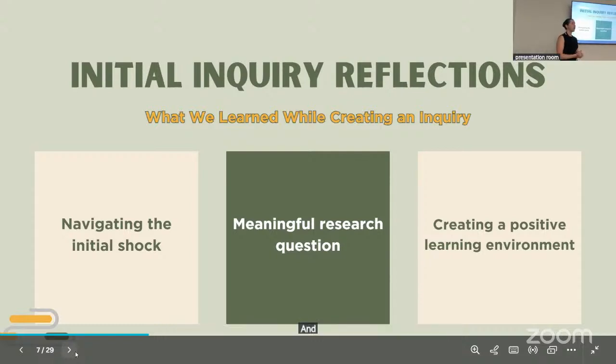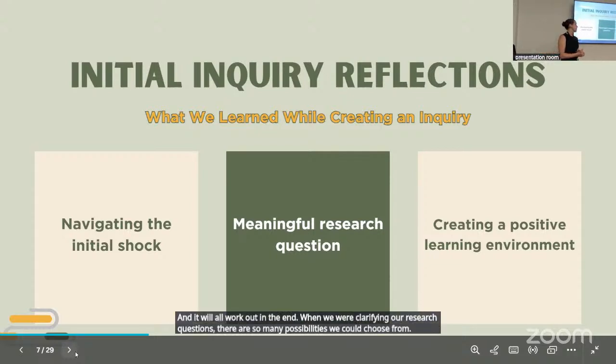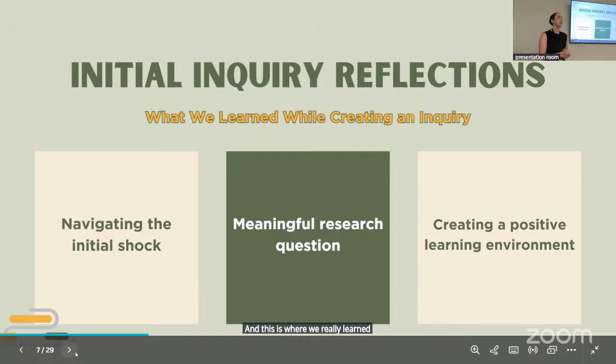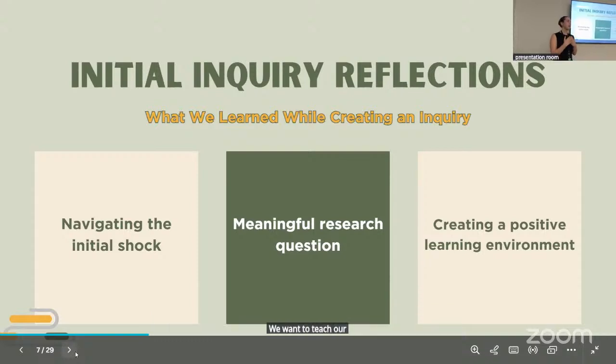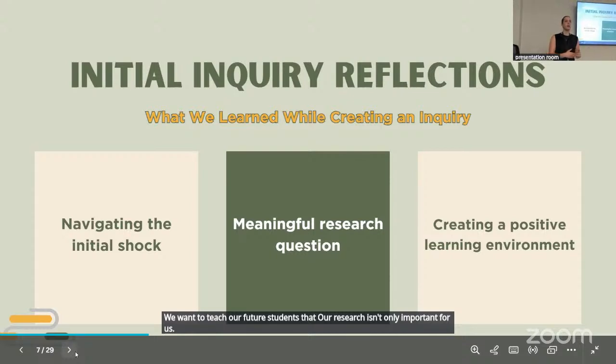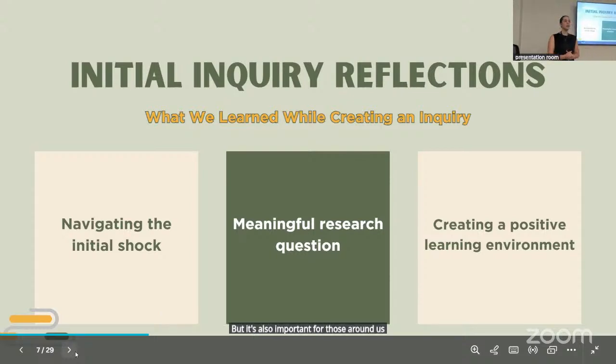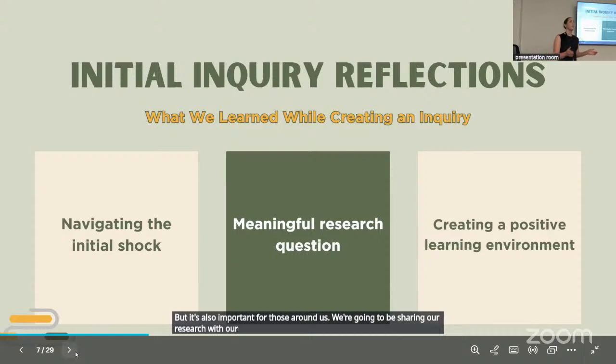Next, when we were clarifying our research question, there were so many possibilities we could choose from, and this is where we really learned remembering the meaning and the purpose of your research. We want to teach our future students that our research isn't only important for us, but it's also important for those around us. We're going to be sharing our research with our group members, but also people around us in our communities. So making sure that our research is relevant for our communities around us.